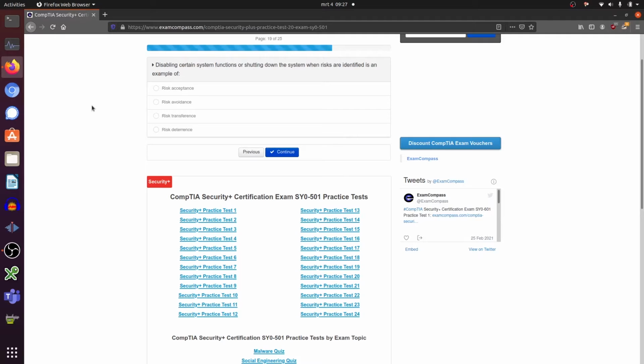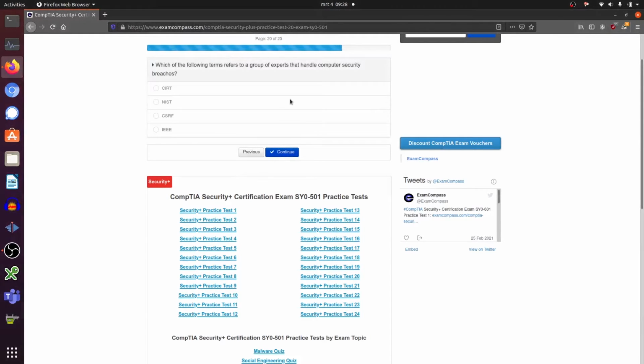Disabling certain system functions or shutting down the system when risks are identified is an example of risk avoidance. By turning off the system, you hope that the impact will not be that high, or when the risk is identified, you turn it off and you hope that there's no further damage to the system. So this is avoiding risk. But you're going to have to deal with it sooner or later.